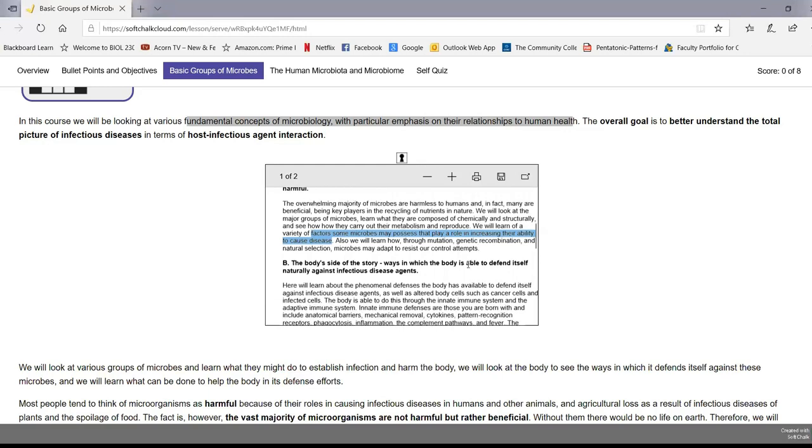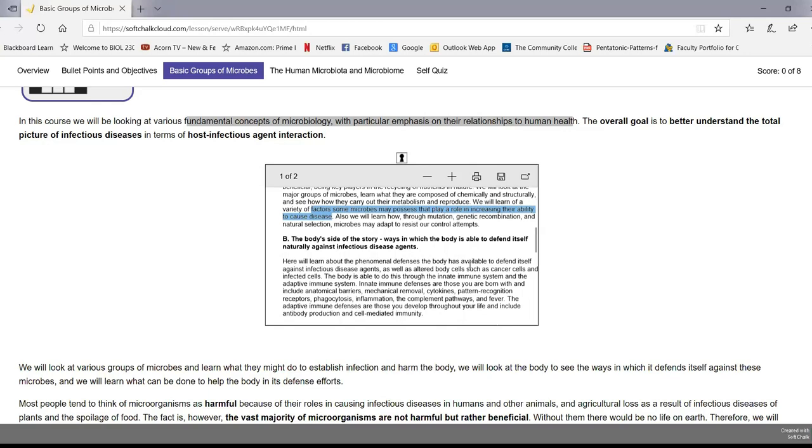Then the second part of the course, which we cover in units 5 and 6, are the body side of the story, ways in which the body is able to defend itself naturally against infectious disease agents. And we have phenomenal body defenses in our body. And not only do we use these to get rid of infectious disease agents, but to get rid of our own harmful cells, things like cancer cells and infected cells. So we do this through 2 immune systems, the innate immune system, which we'll take up in unit 5, and the adaptive immune system, which we'll take up in unit 6.